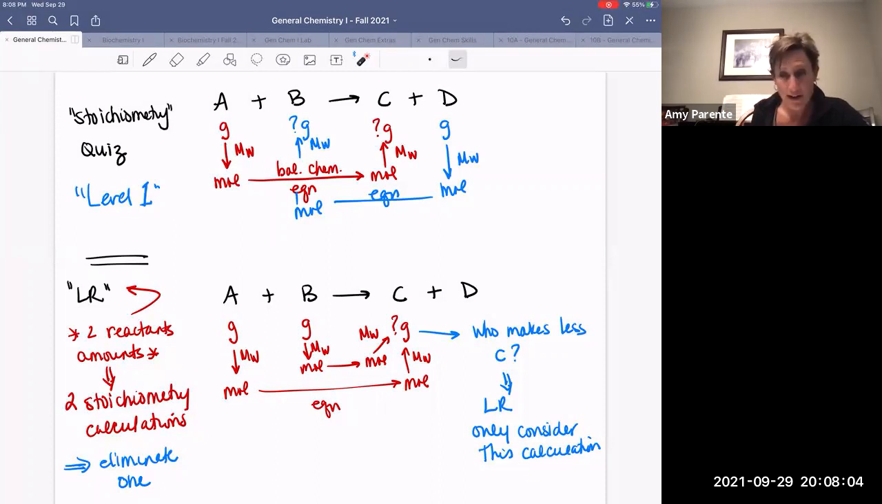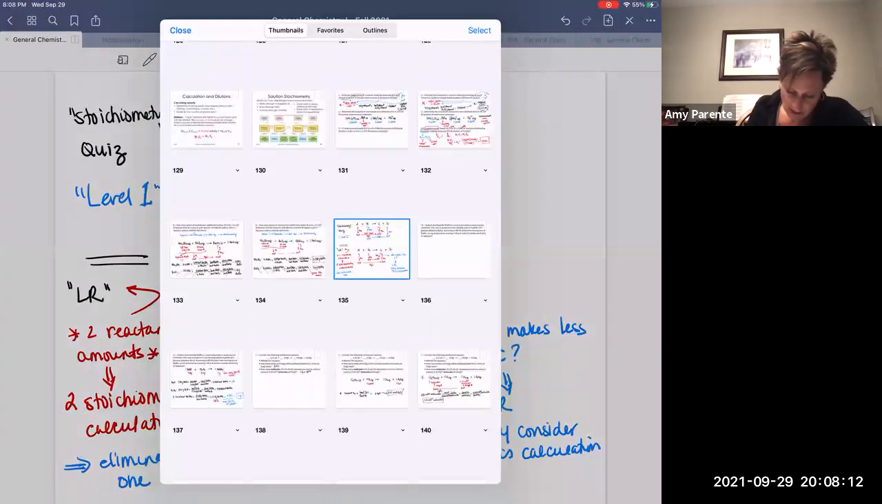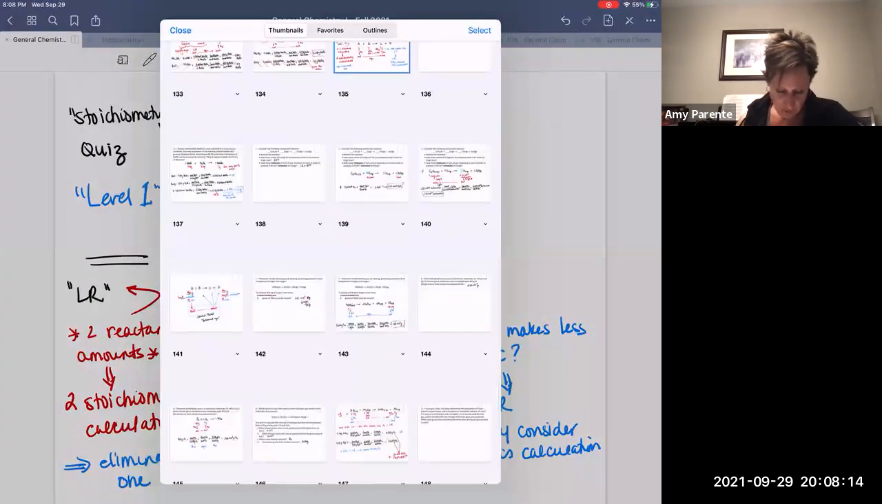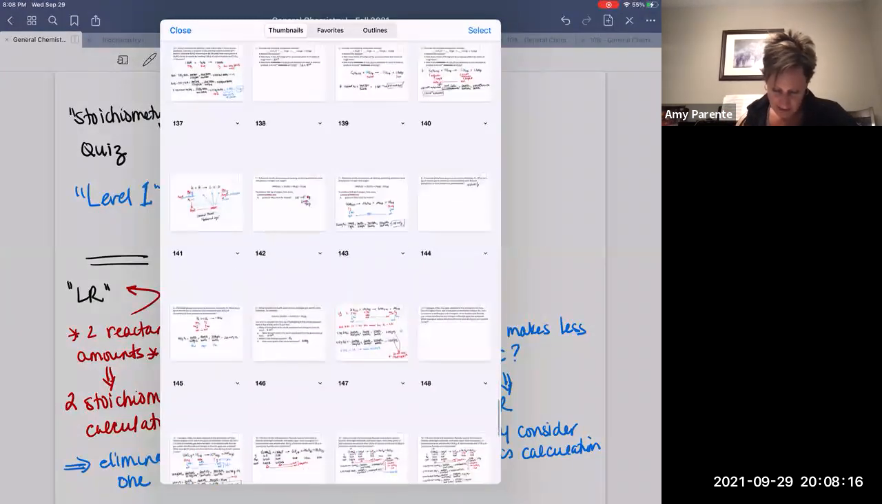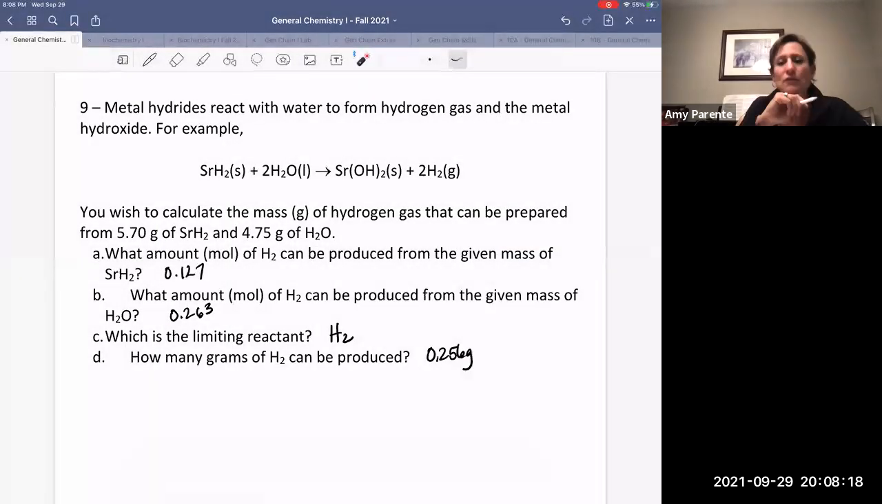And from that point on, all of your calculations are focused on that limiting quantity. Okay. So let's go here, and I'll give you some time to work on this first problem, which is a limiting reactant problem.